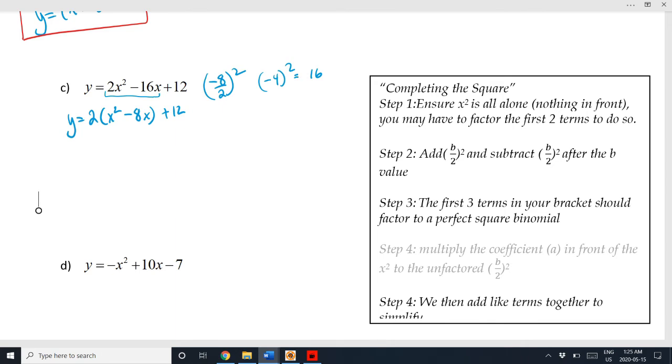Okay, so we're going to rewrite this. y is equal to 2. We still have our bracket here. x squared minus 8x plus 16, and then minus 16. Then we're going to close our brackets and have our plus 12 on the outside here.